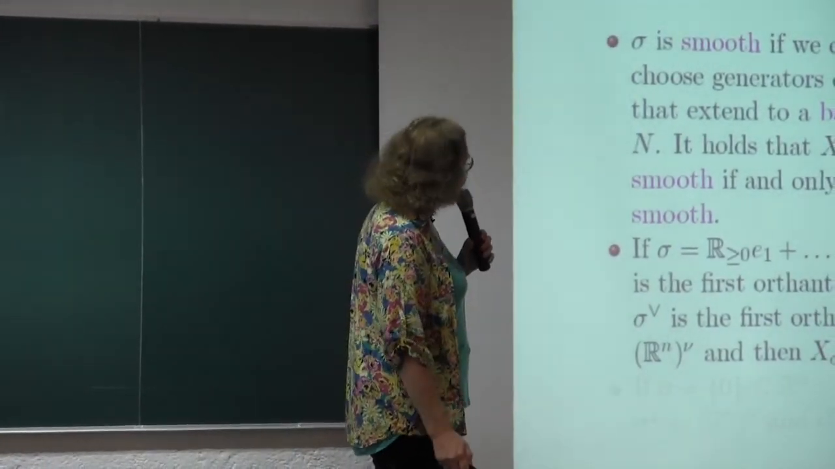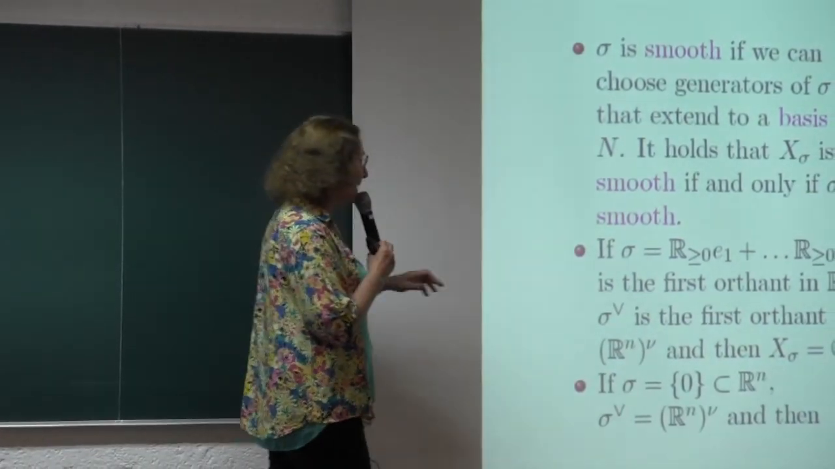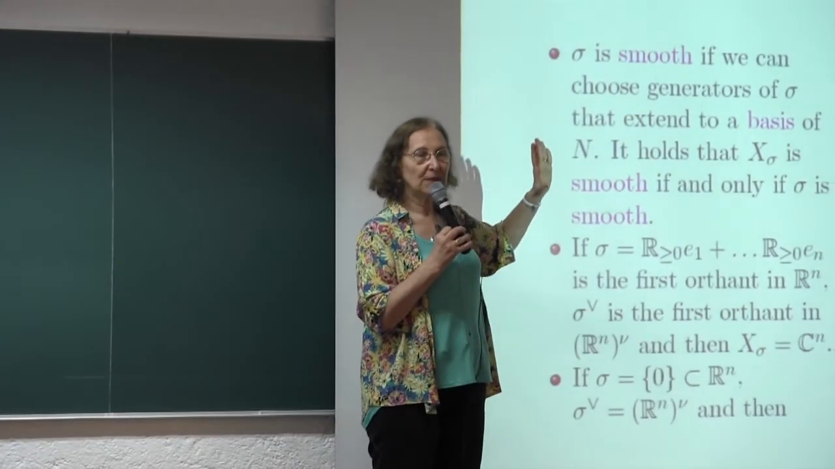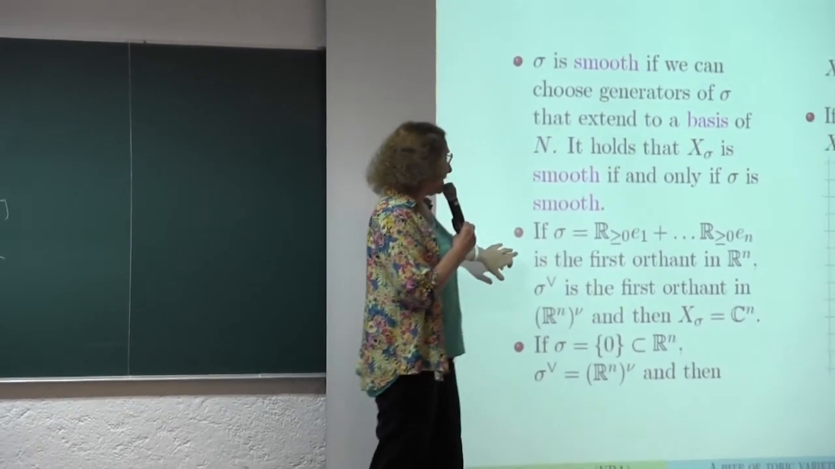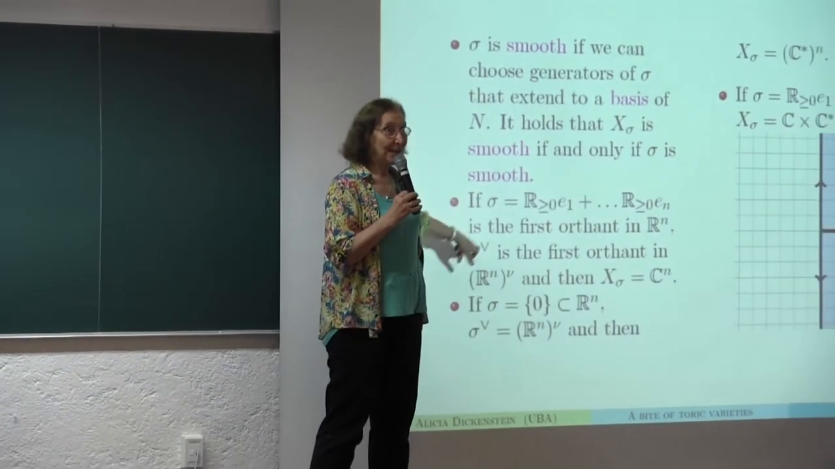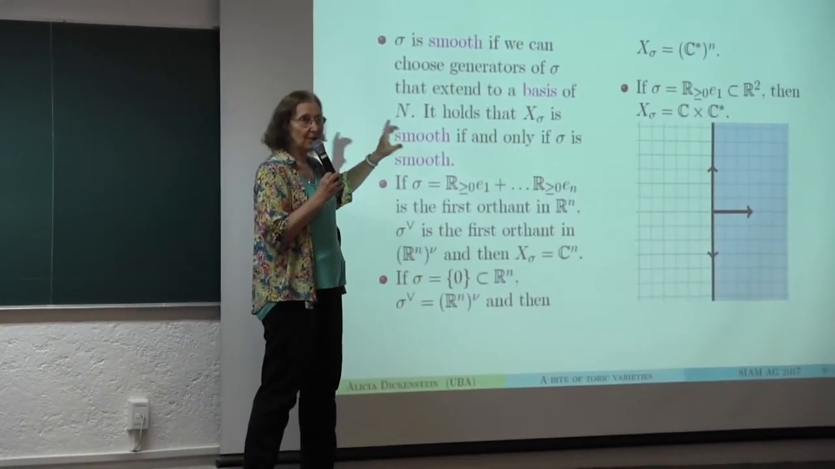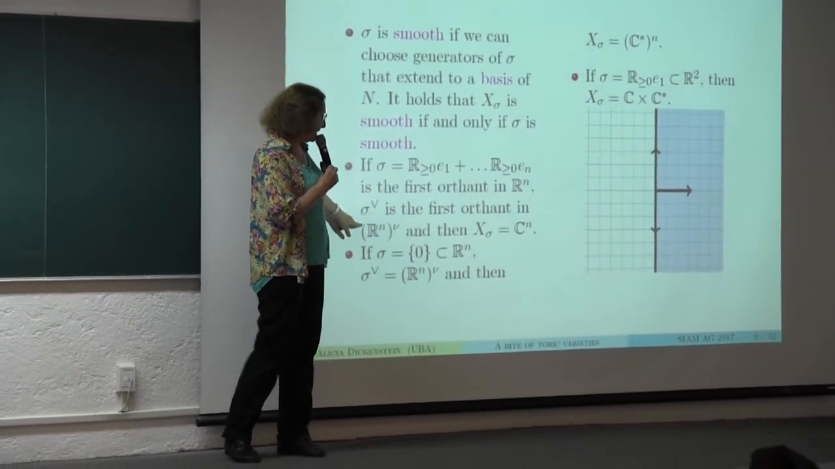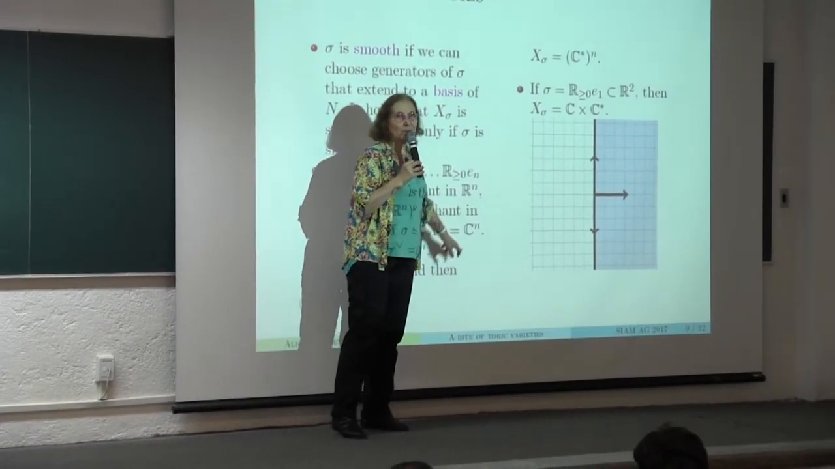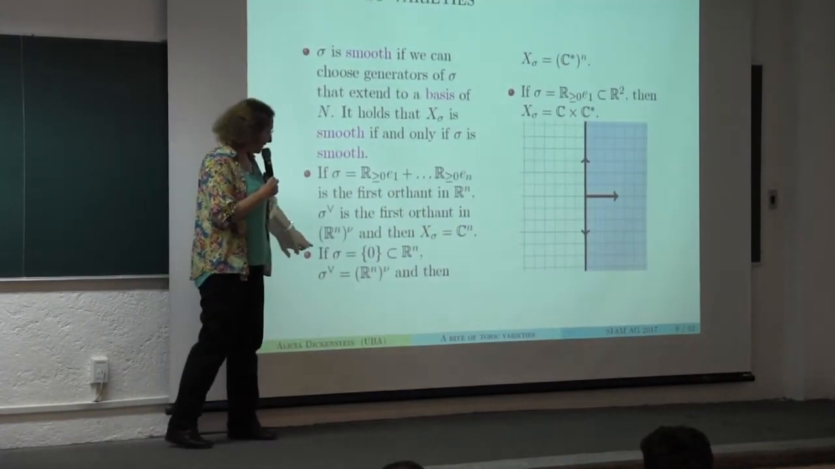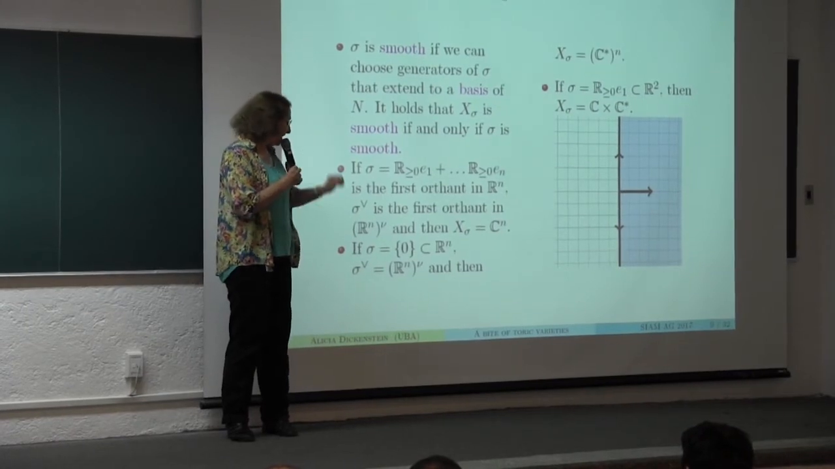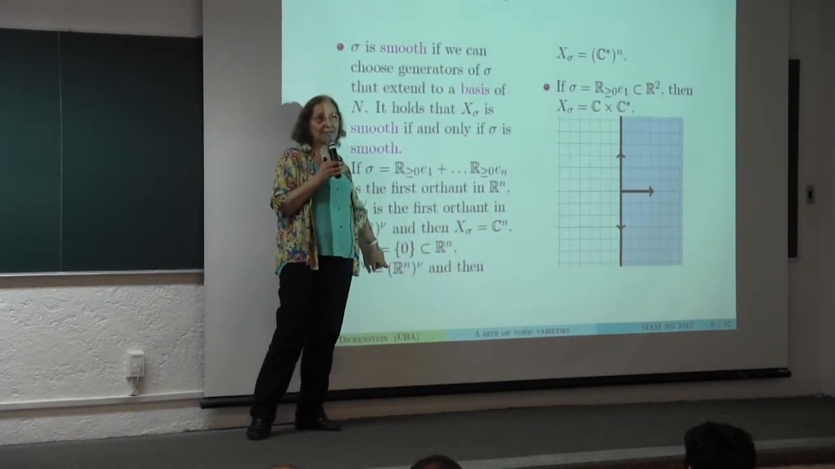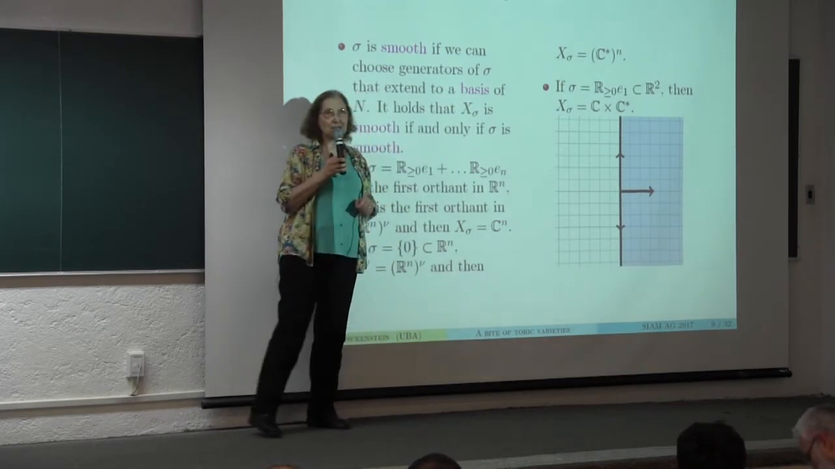Here I put some examples of smooth toric varieties. If sigma is the first orthant, so it's the non-negative combination of the vectors E1 up to En, where Ei are the coordinate vectors, then the dual is again the first orthant, but in the dual space. Then it's easy to see that the associated toric variety is isomorphic to Cn. If sigma is just the origin, zero, then the dual is the whole space Rn. We intersect with Zn, we get Zn, and so we get all the monomials. Then X sigma is just the torus.